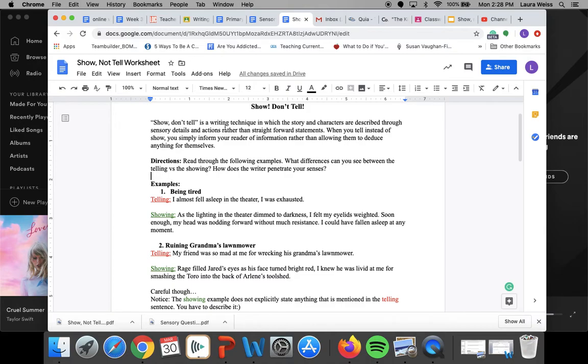So show, don't tell is a writing technique in which the story and characters are described through sensory details and actions rather than just straightforward statements. When you tell instead of show, you simply inform your reader of information rather than actually allowing them to deduce anything for themselves. So we want to show. Your task, your goal is to show, not just tell, right?